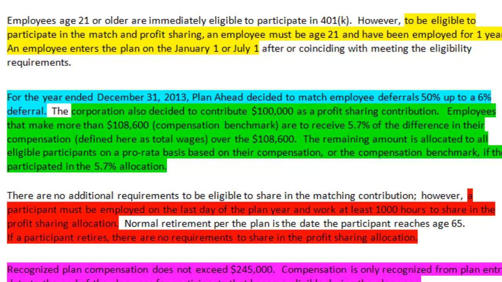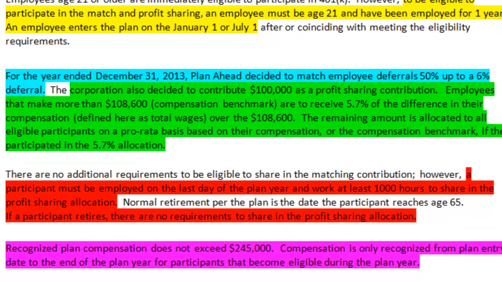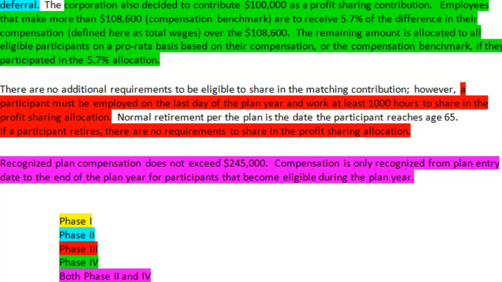Notice the light blue here, which says for the year ended December 31st, 2013, Plan Ahead decided to match employee deferrals 50% up to a 6% deferral. This is the most direct reference to your phase 2 objective that we have on this page. The magenta down here at the bottom also applies to phase 2, and that recognized plan compensation cannot exceed $245,000 as far as the matching calculation is concerned.